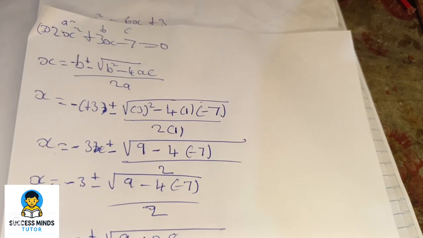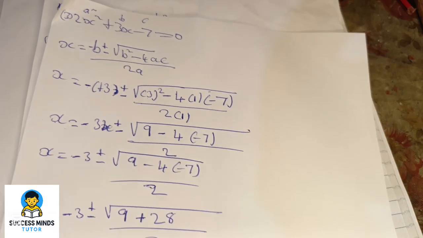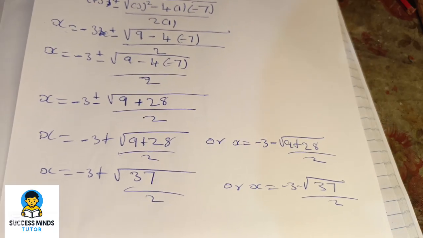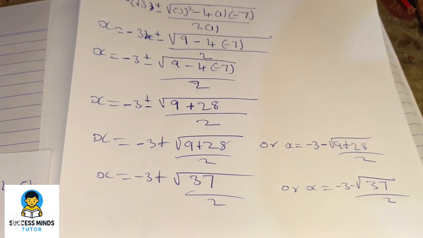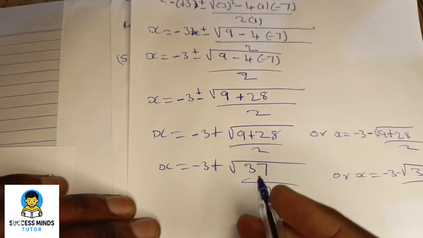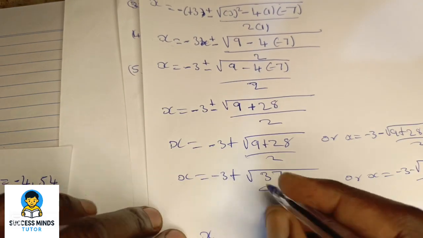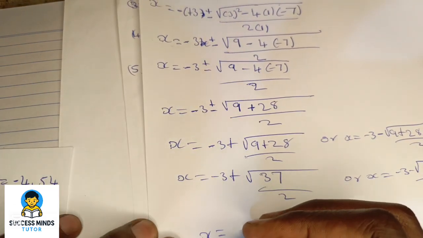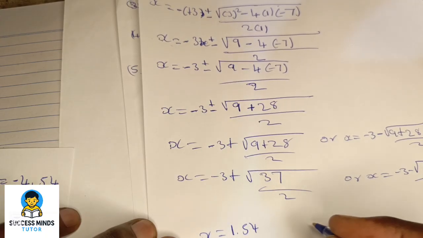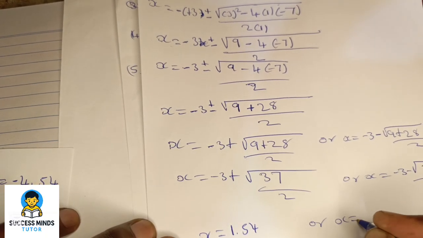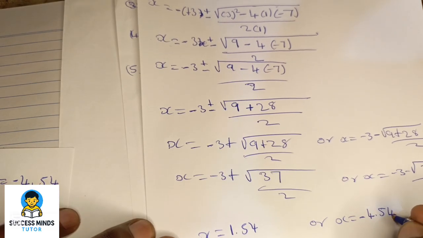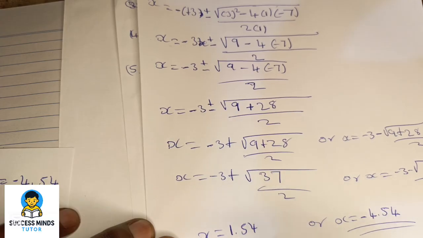This is our question 3. This is how we solved our question 3 up to here. So I'm sure you were able to see, guys, up to here. So from there, we're going to say x is equals to 1.54, or x is equals to -4.54. So our answer is done from here.